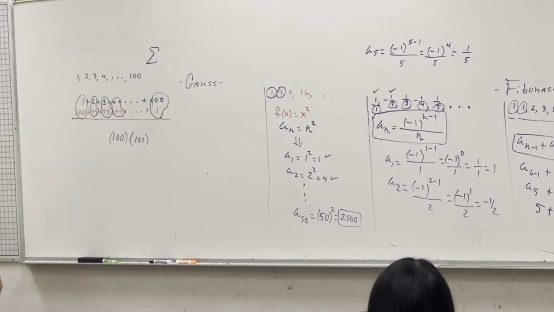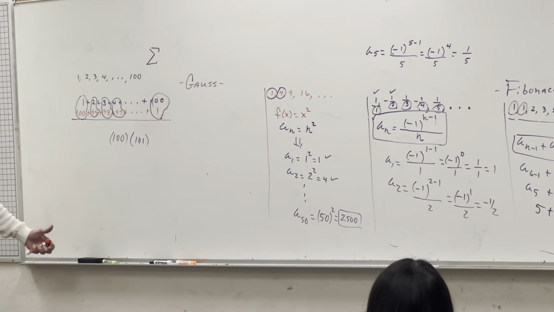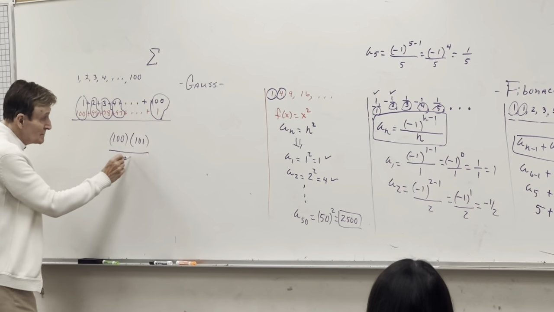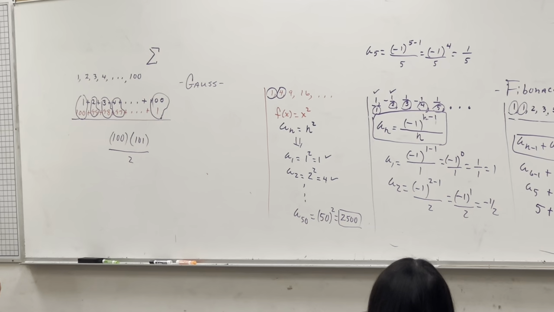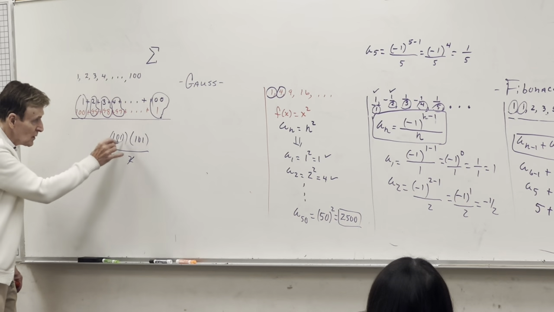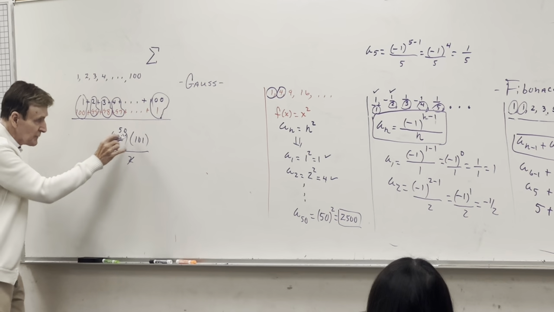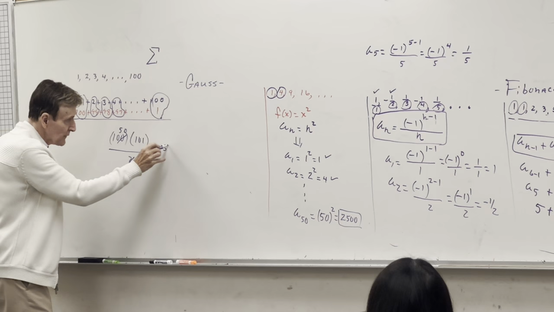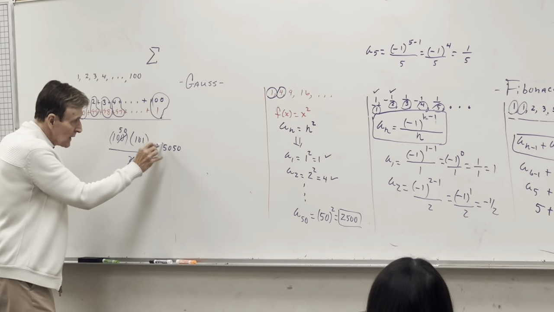So it's the final one. But he said that's when I actually add twice. So what do you do to compensate? Cancel a little bit. And 50 times 101, I think is 5,050, is it? And there's the answer.